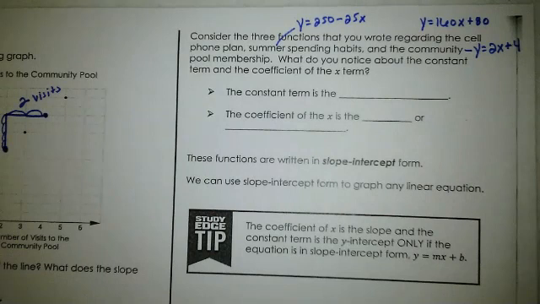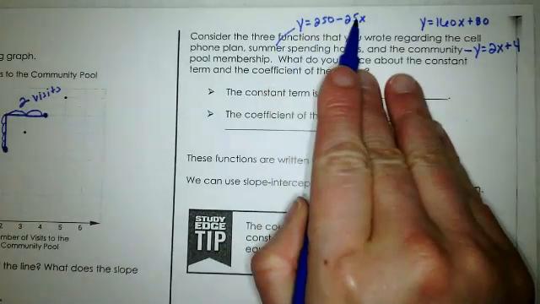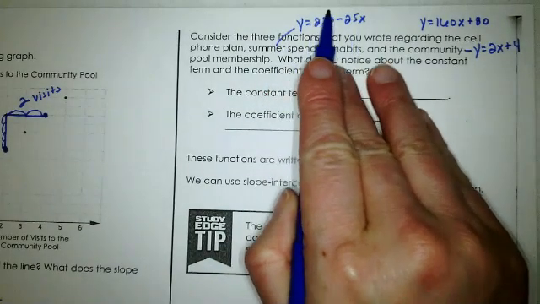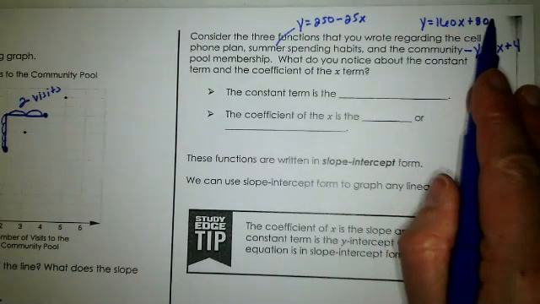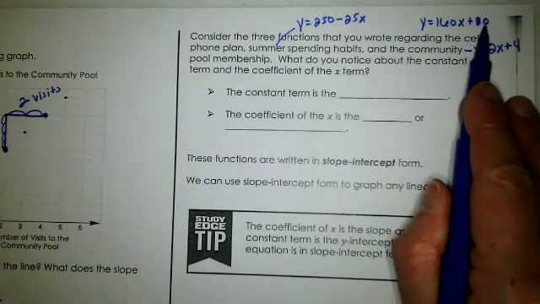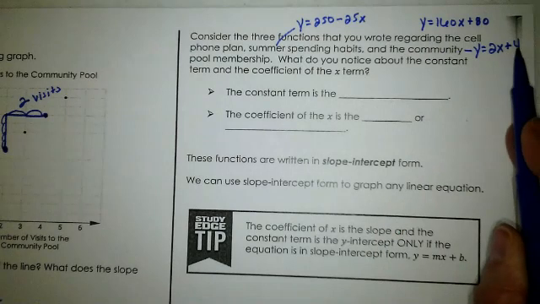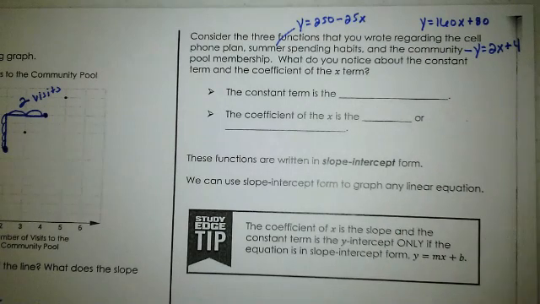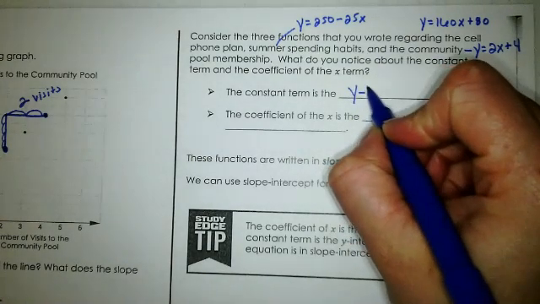What do you notice about the constant term and the coefficient of the x term? In this equation, our constant, the term that does not have a variable, was the 250. In this one, the constant, the term with no variable, is the 80. And in this one, the constant is 4. So if you look back at all of our examples, the constant term is the y-intercept.